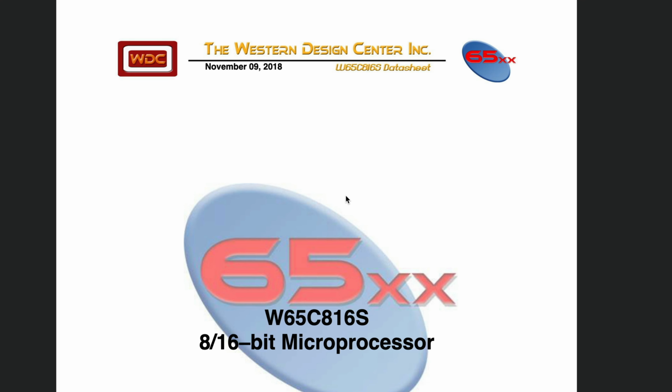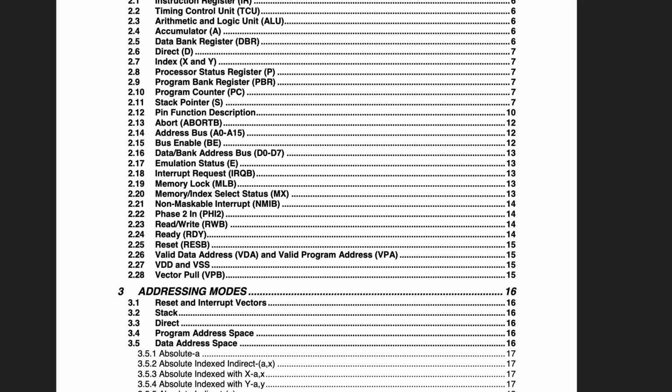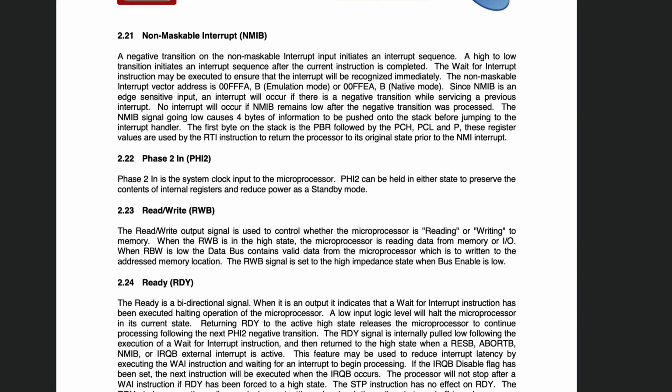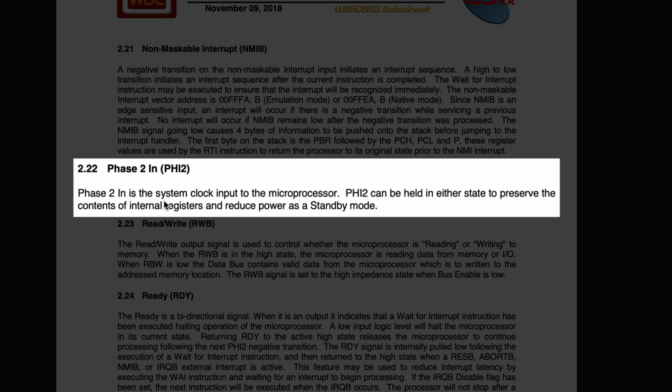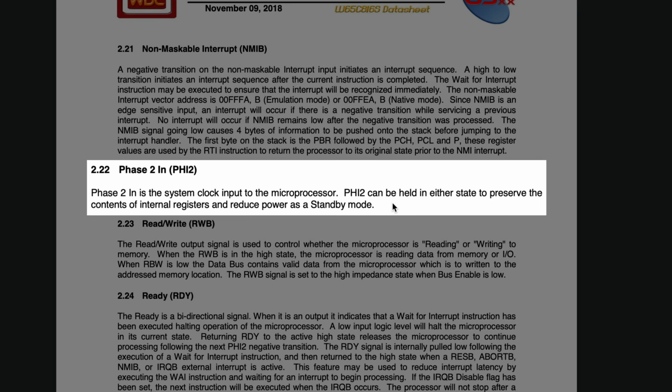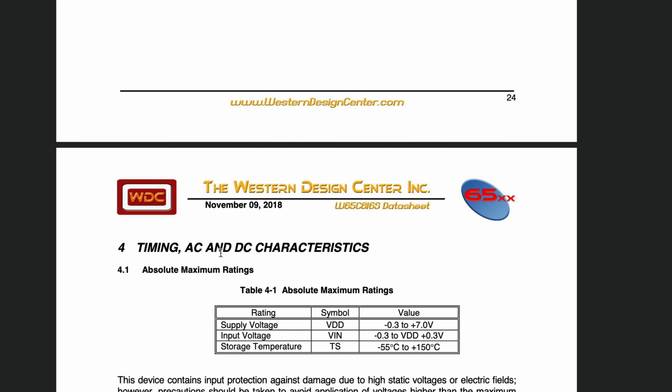Okay, so let's take a look at the datasheet for the 65816 and see if there's anything we should keep in mind with the clock circuit. So there's nothing special in the phase-2 clock inputs that we should keep in mind. It just says that the clock can be held in either state to preserve the contents of the internal registers. So that means that it's a static design. Let's look into the timing characteristics.